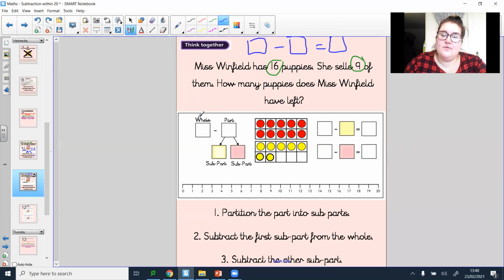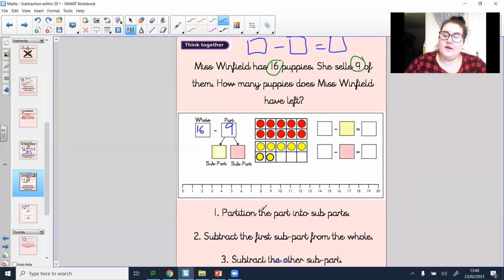So hopefully you will have written 16 is the whole, because that's how many Miss Winfield had altogether to start with. And she took away 9 of them. 9 is the part, because she sold 9 of them. Okay, so now I can look at my steps, because I've done that. It's not even the first step, really. It's just to write it as a number sentence to make it easier for me to see.